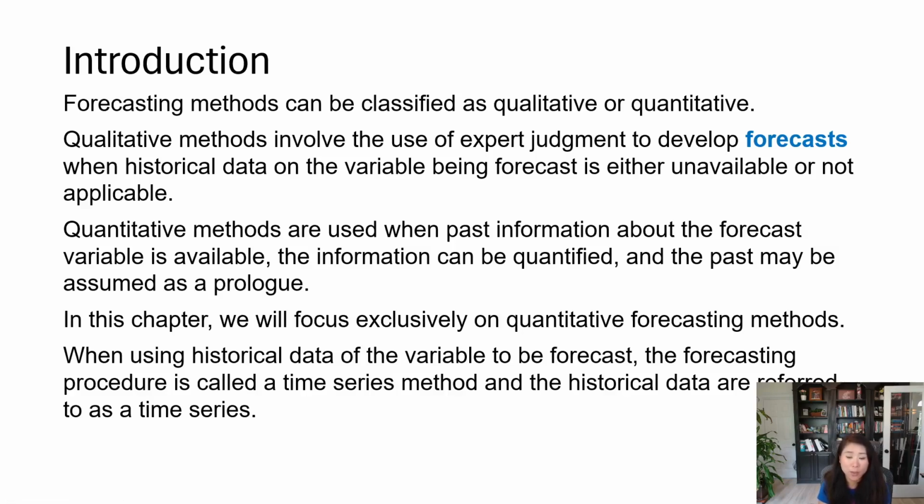Generally speaking, there are two kinds of methods you can use to do forecasting. The first type is called qualitative. The other one is called quantitative. The qualitative methods involve using expert judgment to develop a forecast when historical data on the variable being forecast is either unavailable or not applicable.